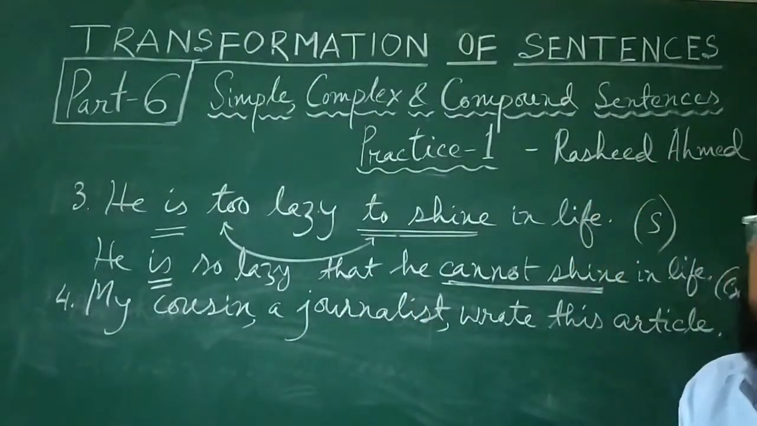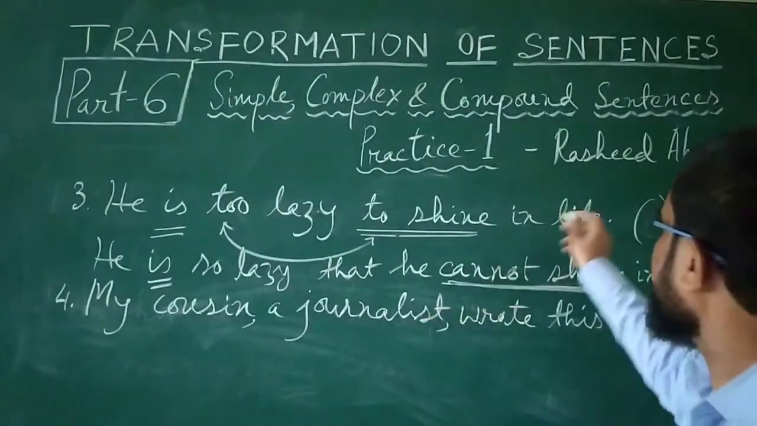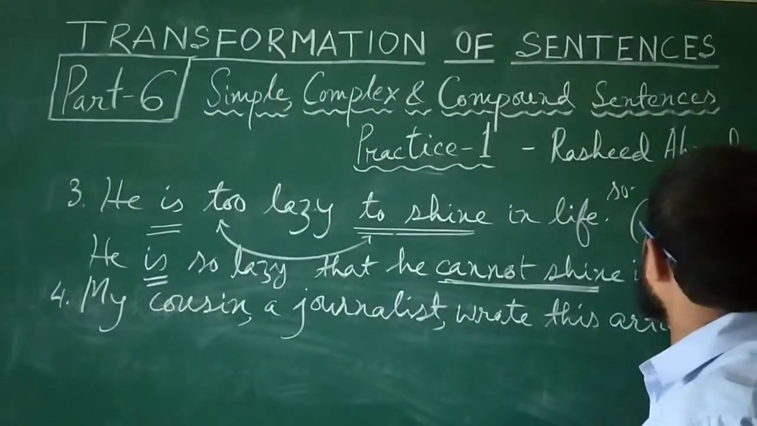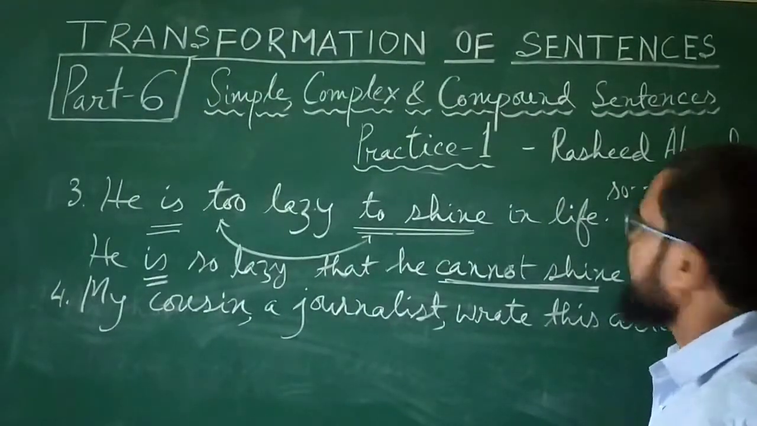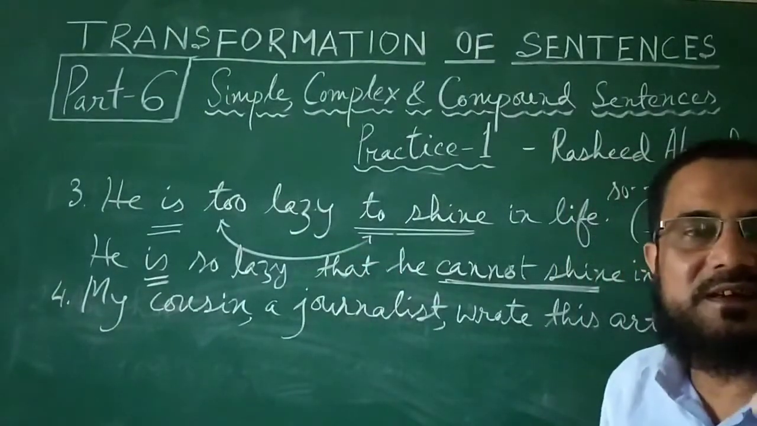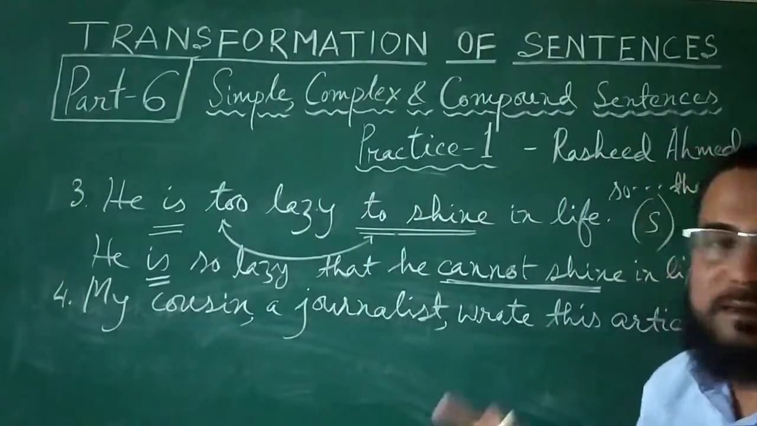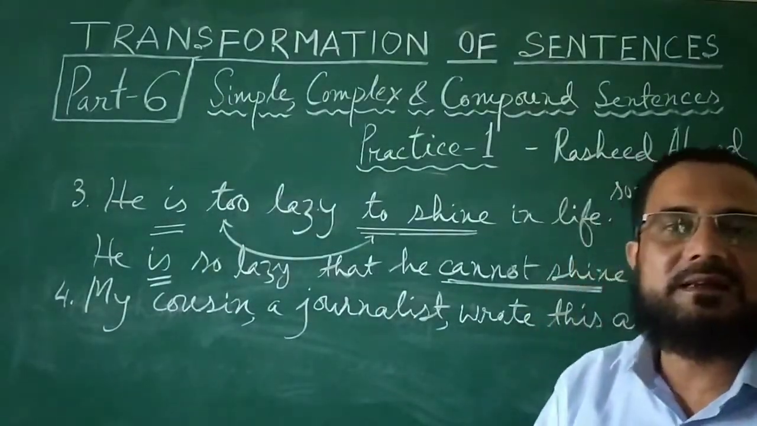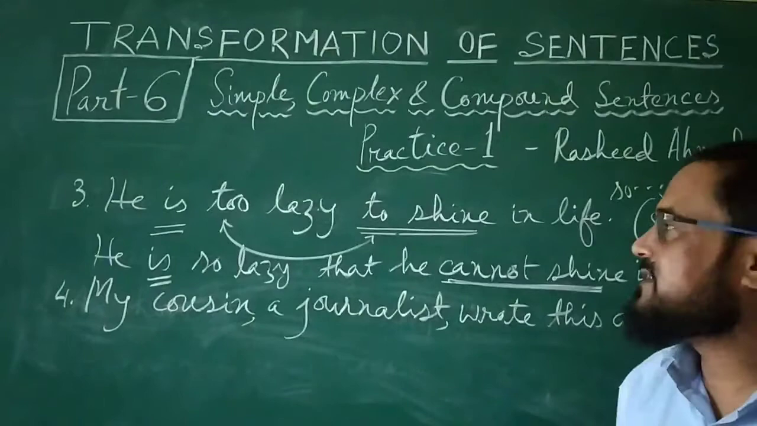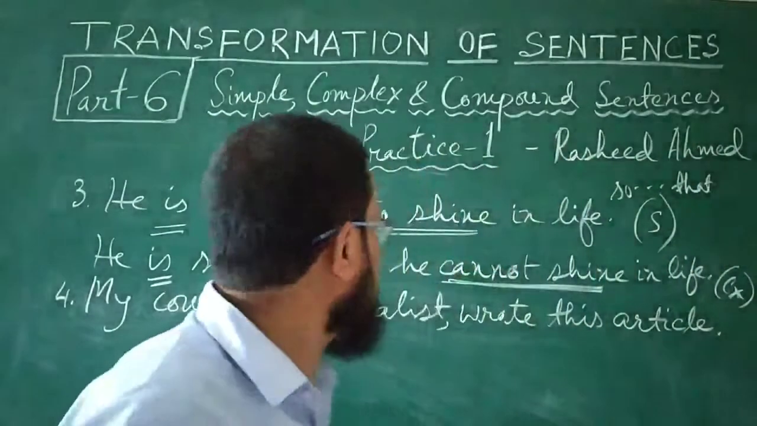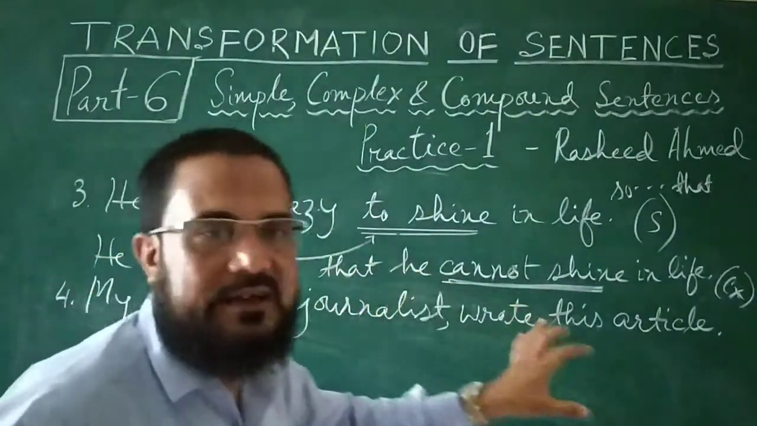And then another instruction may be use so that instead of to. Rewrite the sentence using so that. That may be one instruction. Change it into a negative sentence, that may be another instruction. All the instructions may be changed into a complex sentence. In all these 3 cases, the answer is the same: he is so lazy that he cannot shine in life.